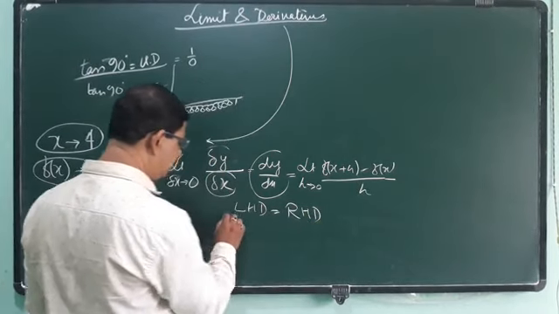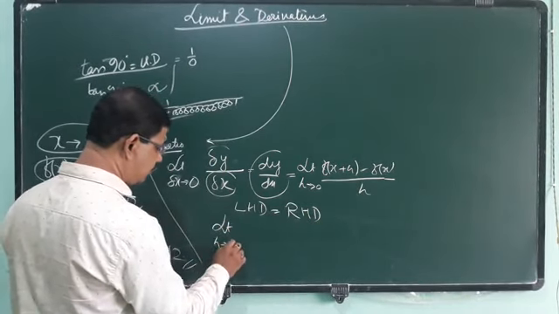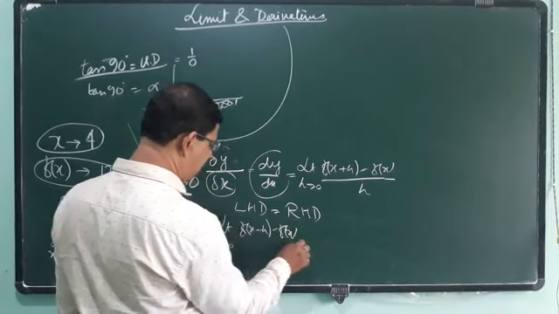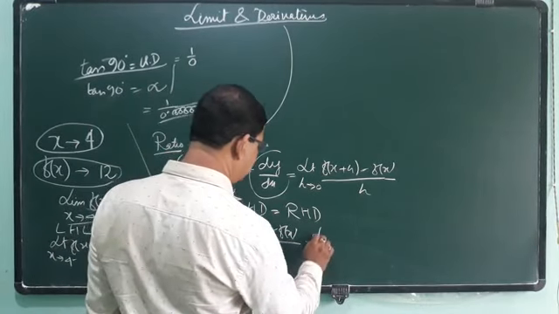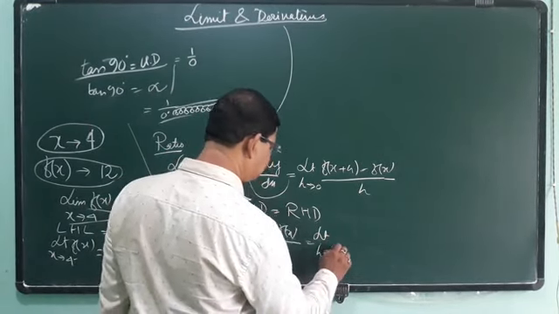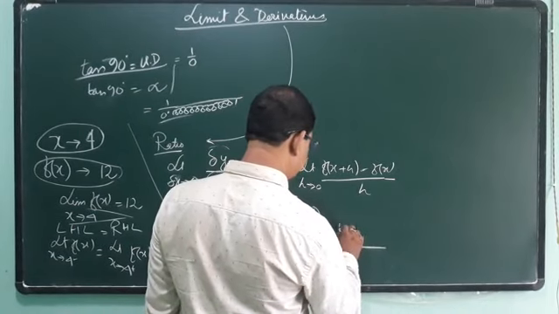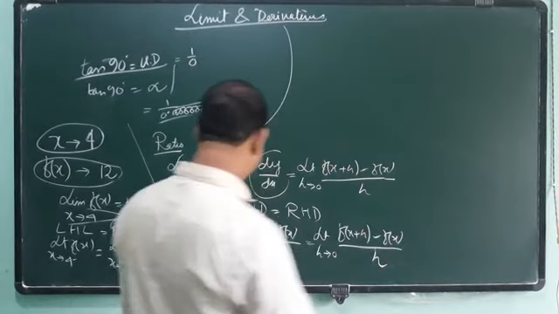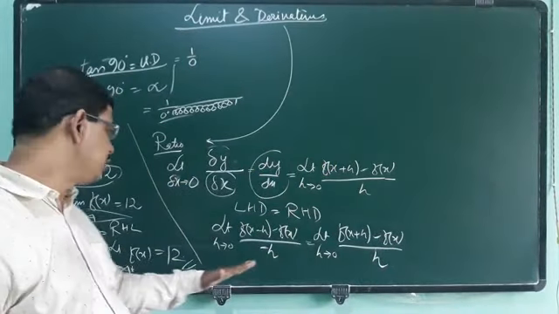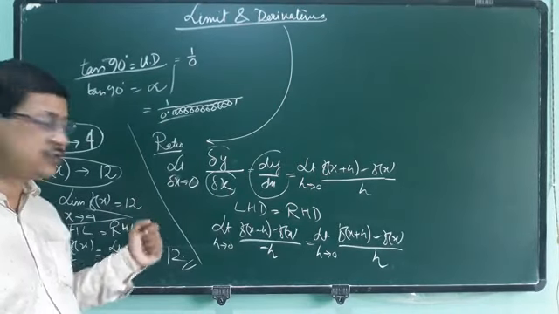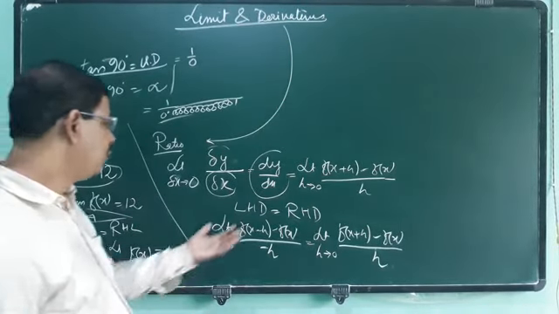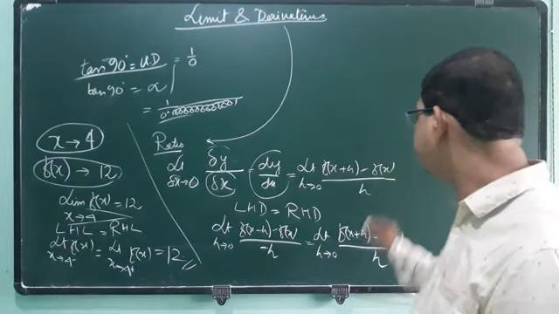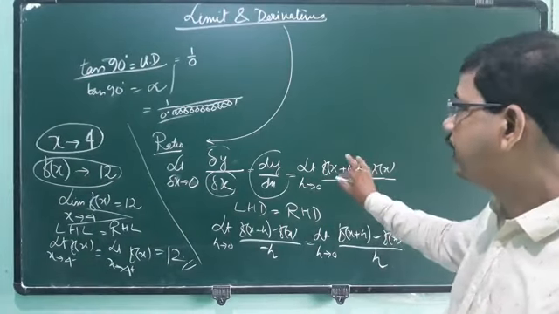Left hand derivative means what? Limit h tends to 0, f(x minus h) minus f(x) by minus h is equal to limit h tends to 0, f(x plus h) minus f(x) by h. This is when the derivative will exist. See here, earlier for limit we had LHL and RHL; for derivative, the left hand derivative is equal to the right hand derivative.